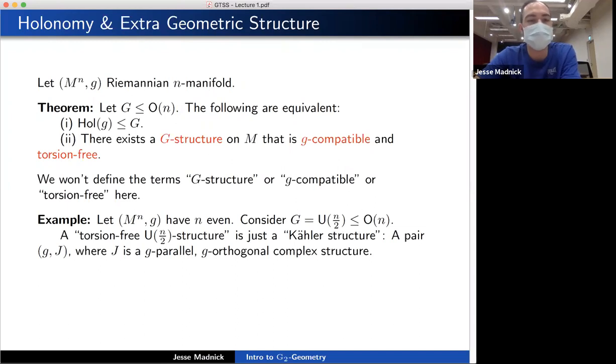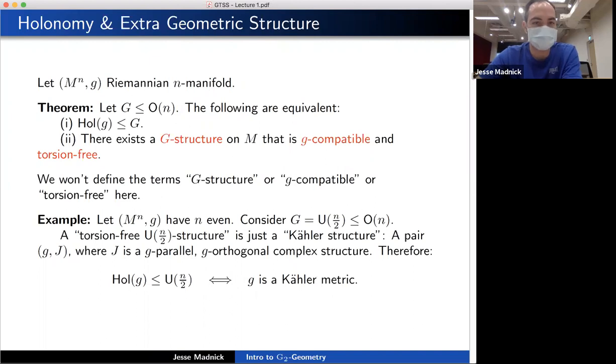That's just a pair (metric, J), where J is a parallel orthogonal complex structure. And what this theorem says in this case, for G equals U(n/2), is that the holonomy is contained in U(n/2) if and only if g is a Kähler metric. So the point is that if you have your Riemannian manifold and you want to know, is my metric g secretly a Kähler metric, does it come from some Kähler structure, do I have a parallel orthogonal complex structure? This is equivalent to the holonomy being contained in U(n/2). This is maybe the simplest example of this theorem.